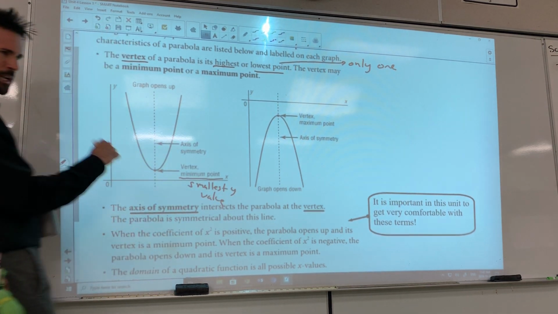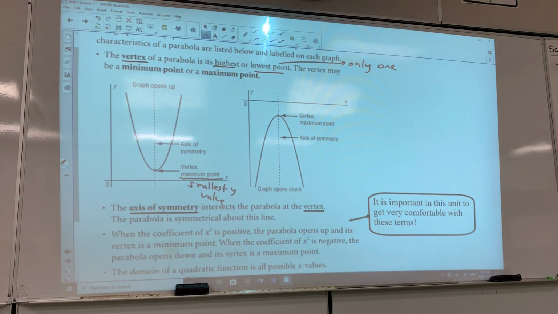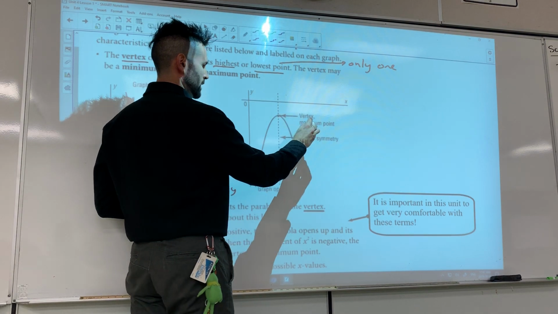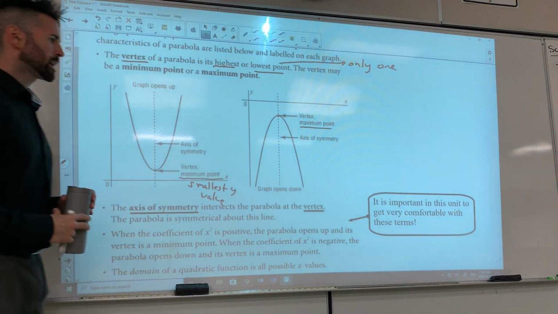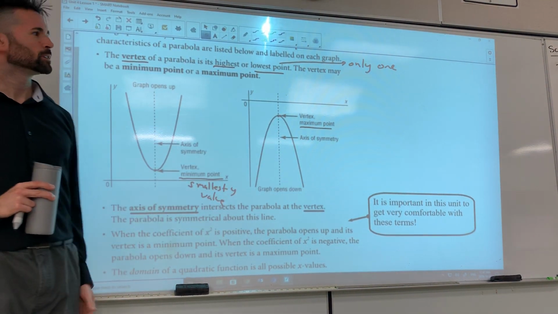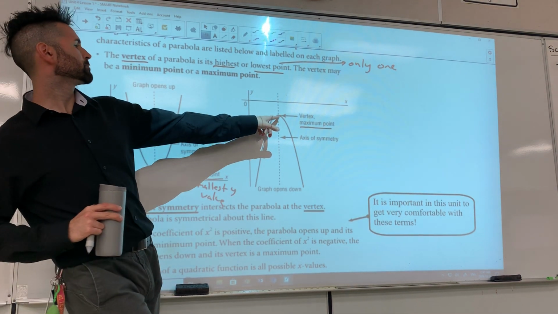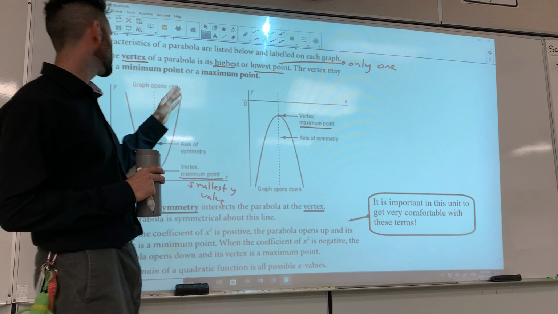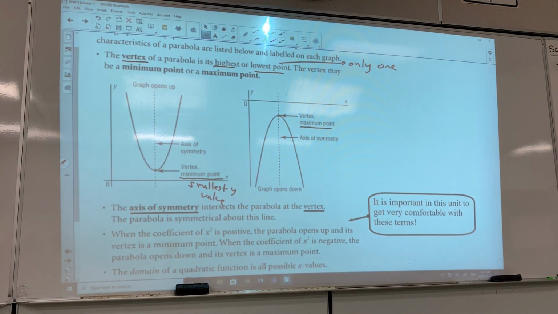So when we're talking about minimum, maximum, we're referring to the y values, not the x values. Here's a vertex right here, and it's a maximum. So we say, hey, this parabola has a maximum. And the maximum is located at, and we would say the coordinates of the vertex. This one's opening down, this one's opening up. Okay.